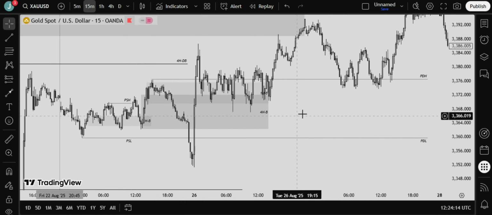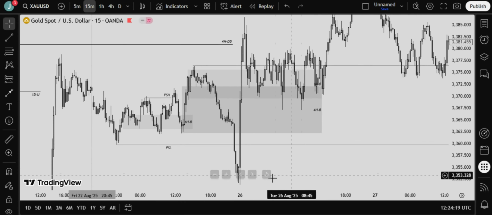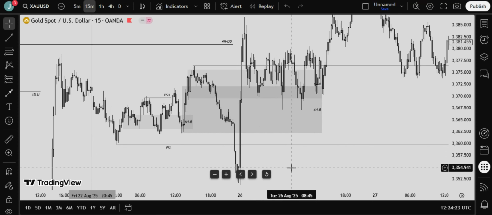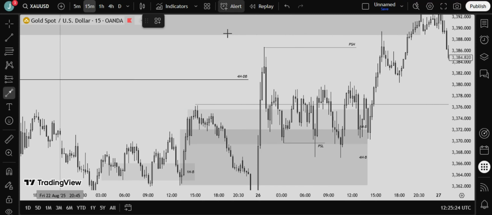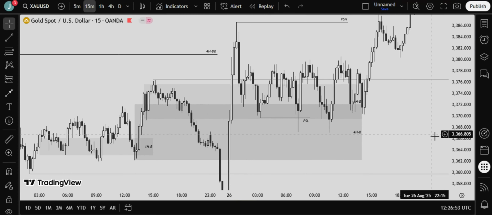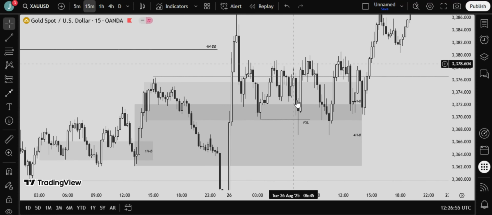So here's the 15-minute time frame. Whenever I come back to the 15-minute time frame, I always mark the previous session high and the previous session low. So let me do it. So guys, this is previous session low and this is the previous session high right here. So what I'm looking for is I need London to sweep the Tokyo session low, which it has already done right here. You can see it.